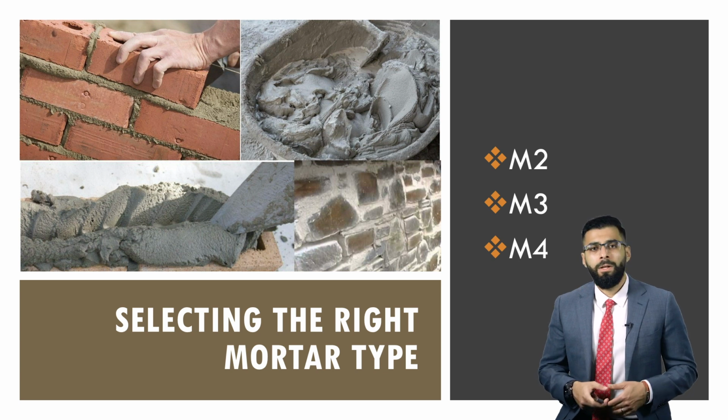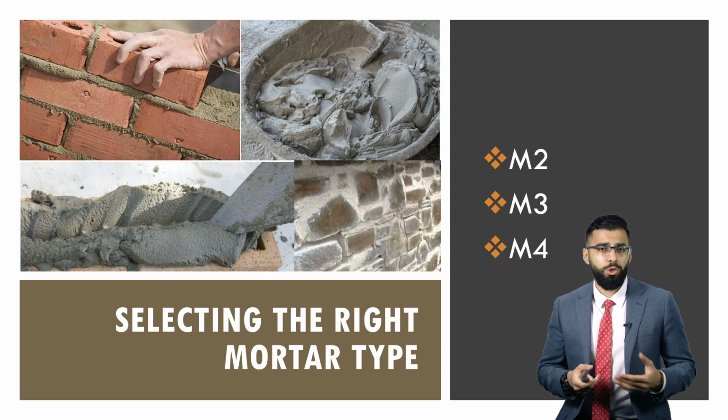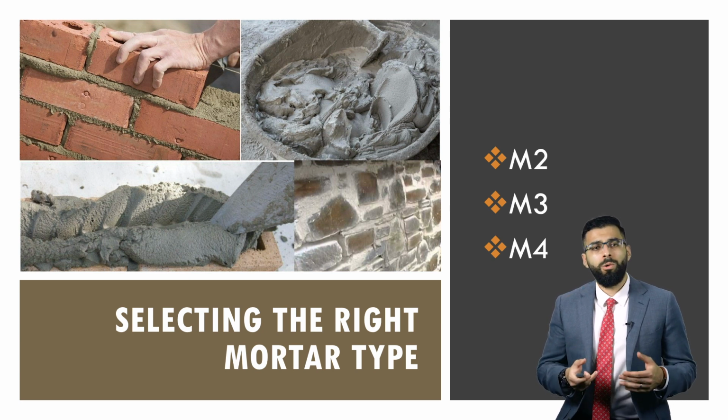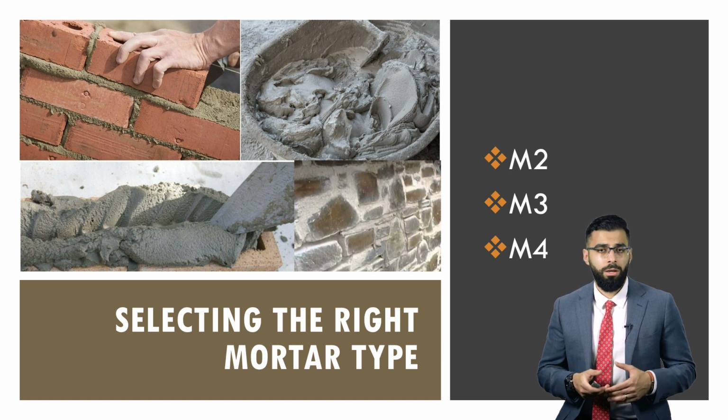Type M3, again, you can use it for external structures that are above the ground, so walls that are load bearing. And over here I'm talking about a structure that's positioned 1 to 10 kilometers from the coast, and that excludes retaining walls or any walls that are beneath the ground. And for walls that are in contact with fresh water, you can actually utilize mortar type M3.